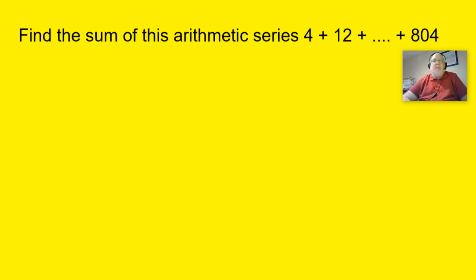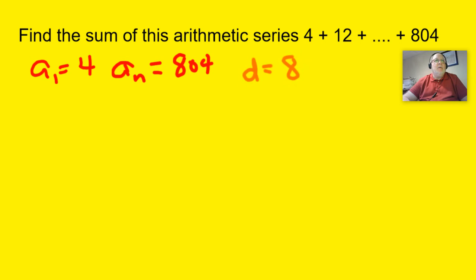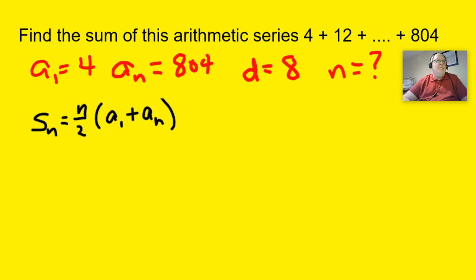Find the sum of this arithmetic series. Okay, it's arithmetic, same formula. 4 plus 12 plus, and it goes on to 804. We know the first term is 4. We know the last term is 804. We know the common difference is 8. But when we look at our formula, we need to know what is n.